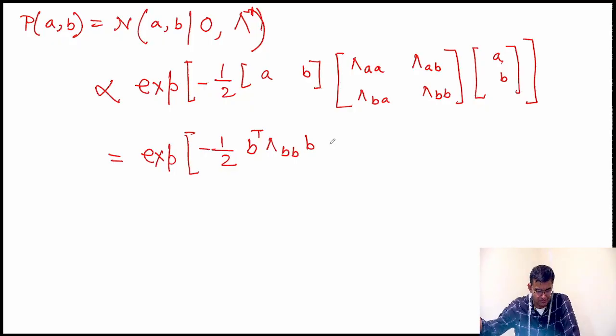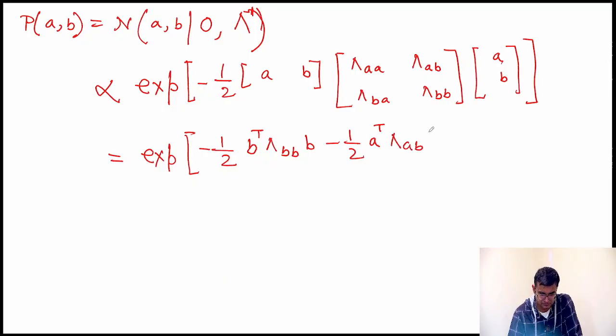What are the linear terms? I will have two terms, right? One is A transpose lambda AB B plus B transpose lambda BA A, right? So minus half A transpose lambda AB B, minus half B transpose lambda BA A.